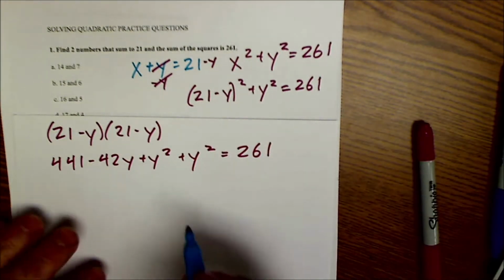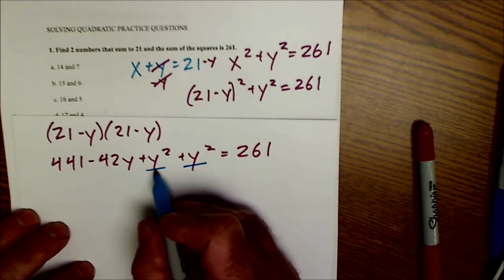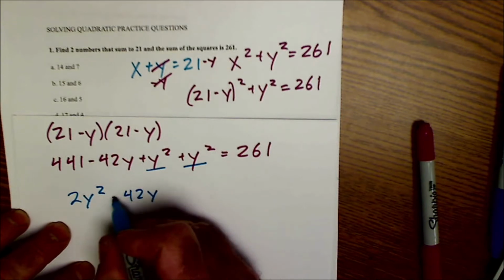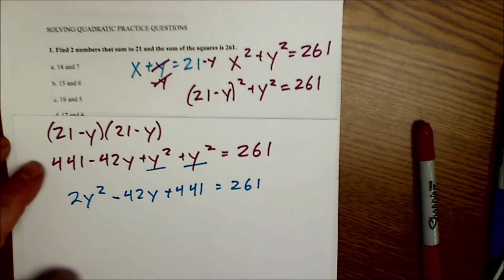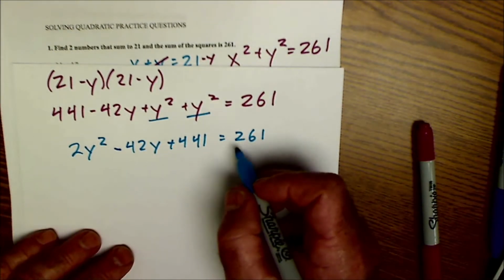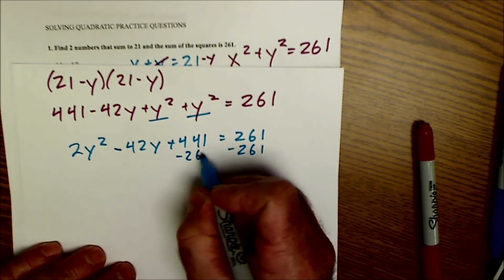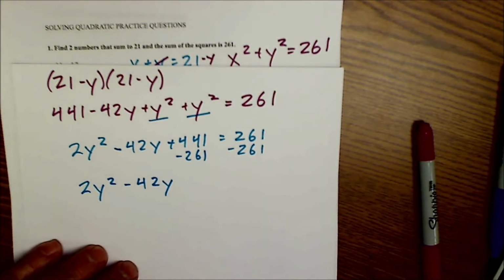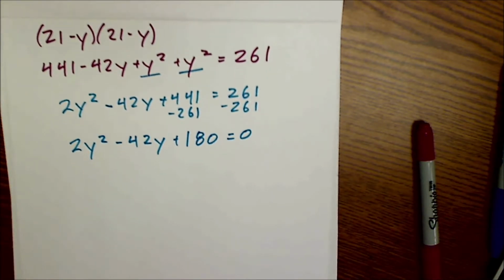I'm going to combine similar terms, and I'm going to make it look like ax squared plus bx plus c. So I have one of these and another one of these, so I have two of them: 2y squared minus 42y plus 441 is equal to 261. I want to set it equal to 0, whether I'm going to use the quadratic formula or whether I'm going to factor. So I'll subtract 261 from both sides. And now I have 2y squared minus 42y plus 180 is equal to 0. So now it's set equal to 0.